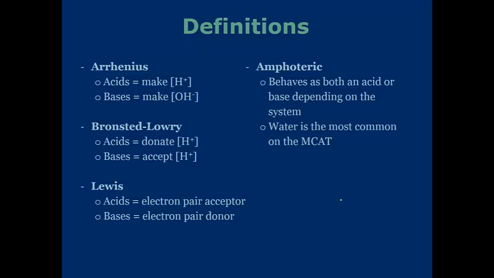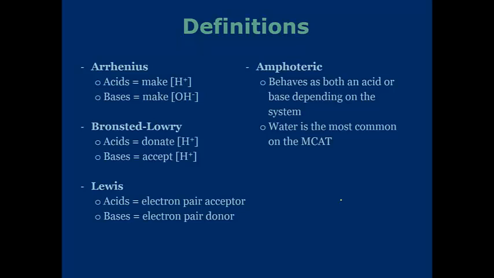The Bronsted-Lowry definition states that acids are proton donors and bases are proton acceptors. Lewis' definition states that acids are electron pair acceptors and bases are electron pair donors. Keep these definitions straight. You're often going to be tested on what type of compound something is, and the answer choices are going to be some amalgamation of Bronsted-Lowry acid base, Lewis acid base, or Arrhenius acid base definitions.